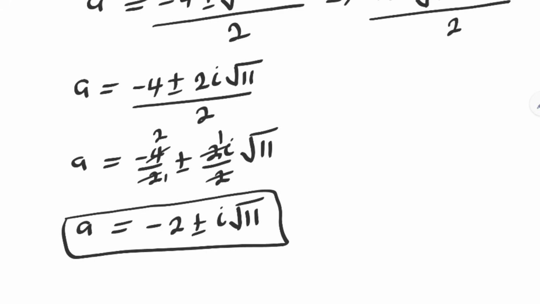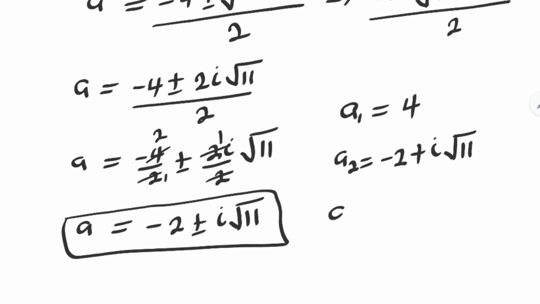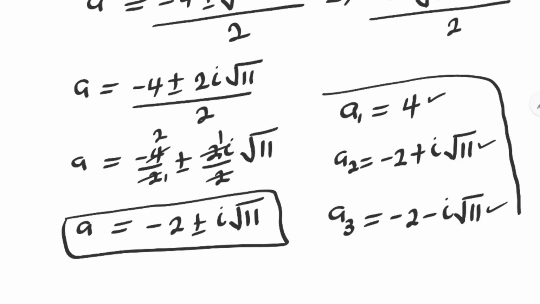Therefore, our final answers are a1 is equal to 4, a2 is equal to minus 2 plus i square root of 11, and a3 is equal to minus 2 minus i square root of 11. You can see that here we have one real root and two complex roots. We may check to confirm if this answer is right or wrong, but for us to check, let us quickly make use of the real root.